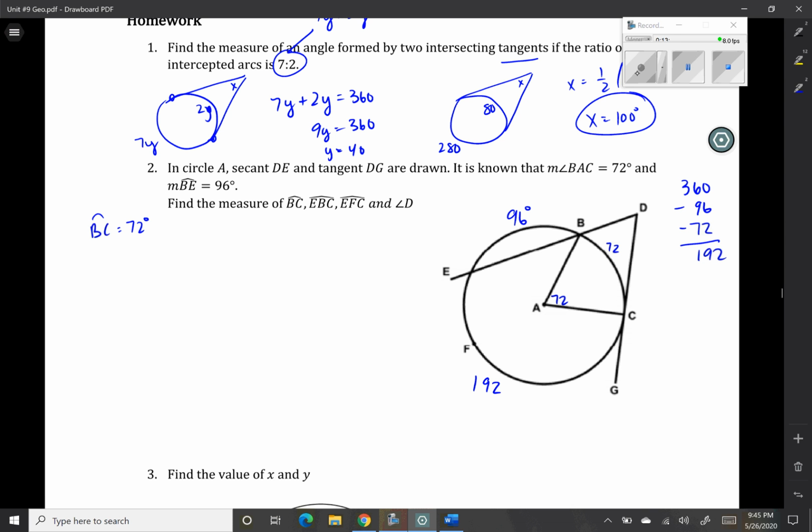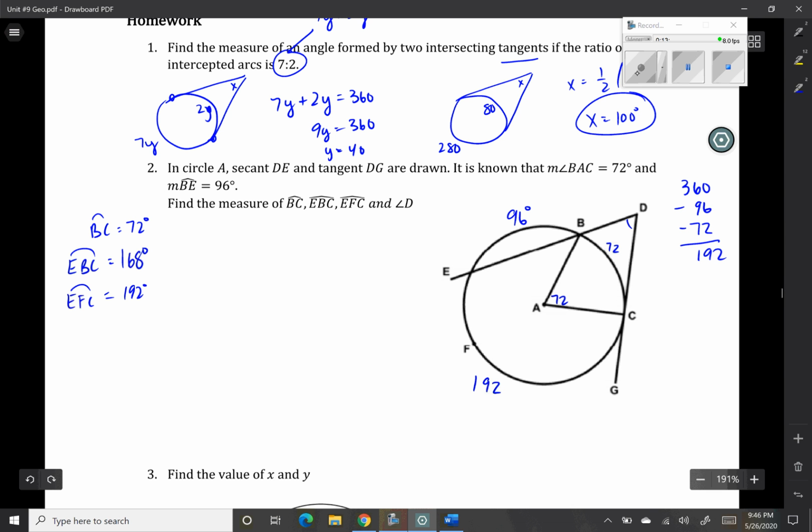So they want us to find arc EBC. EBC, that's 72 plus 96, 168. They want us to find arc EFC, which we just found, 192. And they now want us to find angle D.